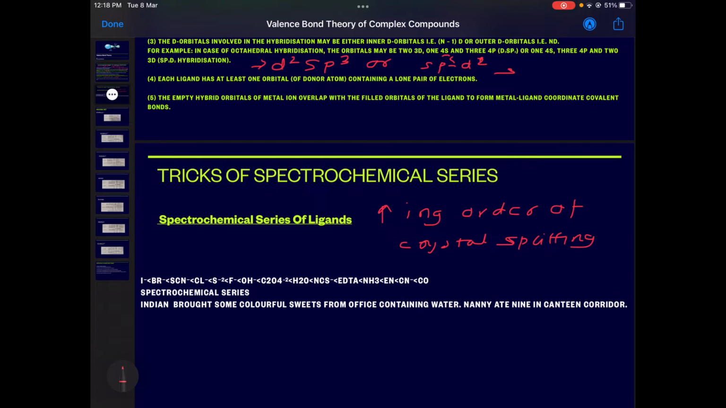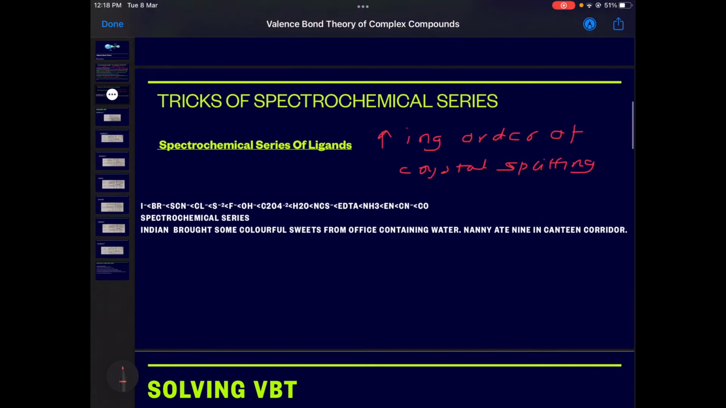I will be speaking about crystal splitting in the next video, where I'll discuss crystal field theory in detail. Now, these are the ligands in increasing order of crystal splitting: iodo, bromo, thiocyanato, chloro, and so on. These are the names of these particular ligands: hydroxo, oxalato, aqua, thiocyanato.